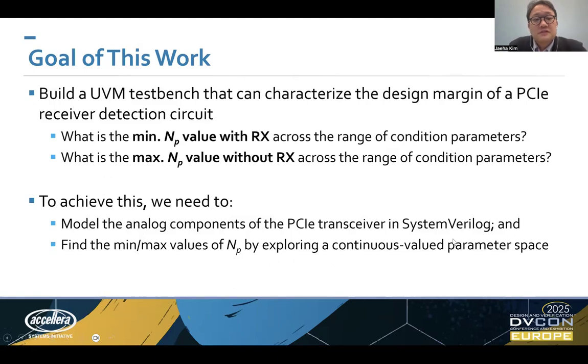So to achieve this goal, we need to address two challenges. First, we need to model this PCI receiver detection circuit, including some analog components, in SystemVerilog, since only then can we use the UVM test bench. And also, we need to build a test bench that can find the minimum or maximum values of NP while exploring a continuous-value parameter space, as I said.